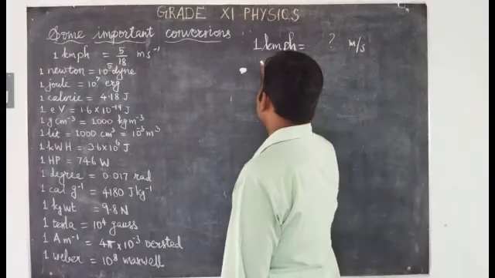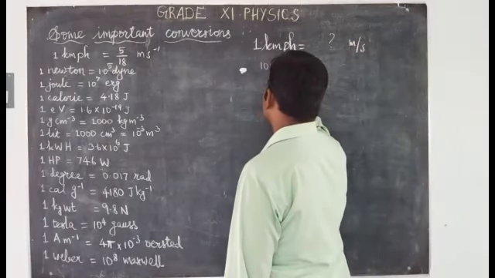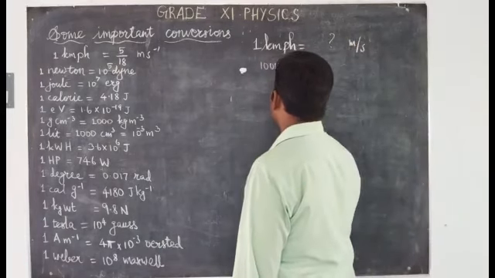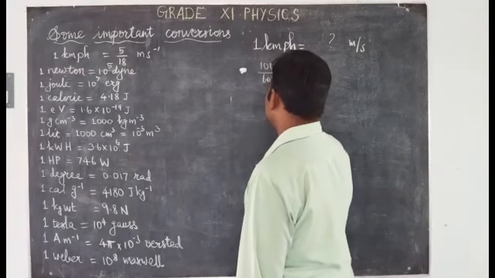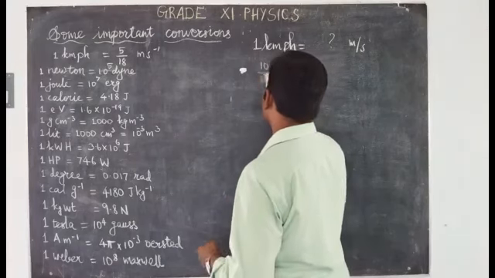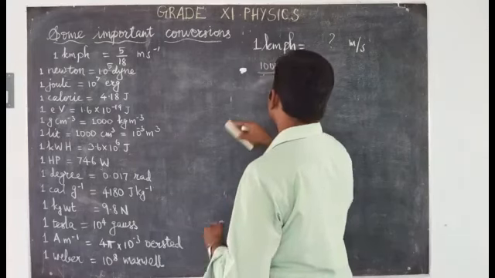We know kilometer is nothing but 1000 meter, and per means divided by, per hour. 1 hour is how many minutes? 60 minutes, and 1 minute is equal to 60 seconds. So 60 into 60 becomes 3600. So the 0s cancel. Then using the 2 tables, 5 2s are 10, then 18 2s are 36. Therefore 1 kilometer per hour is equal to 5 by 18 meter per second.